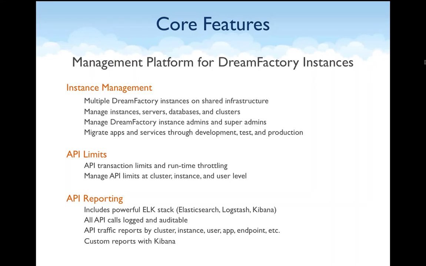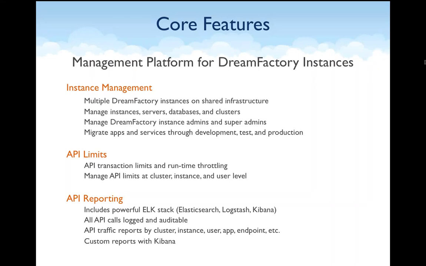The other areas are really around operational control. So a big area of the product is API limits. So you can actually impose transaction limits on any of the areas of API. When I say areas, I mean basically the cluster level, which we'll talk about, the instance level, as well as the individual user level. You can impose a maximum number of API calls per time. So only 10,000 API calls per minute or whatever. We'll quickly show you how that works.